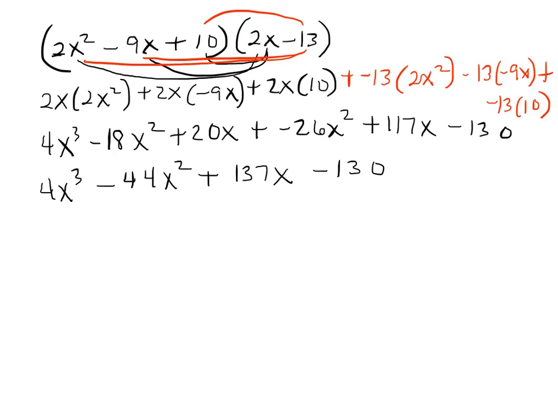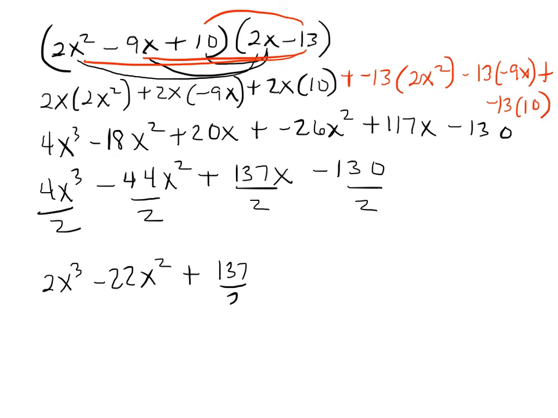Now if you remember, the problem stated that they wanted you to find a polynomial function that had a leading coefficient of 2. And right now my polynomial function has a leading coefficient of 4. So in order to get this to be a 2, I need to divide every term by 2. So my final polynomial function is 2x cubed minus 22x squared plus, I'm just going to leave this as 137 halves x minus 65.